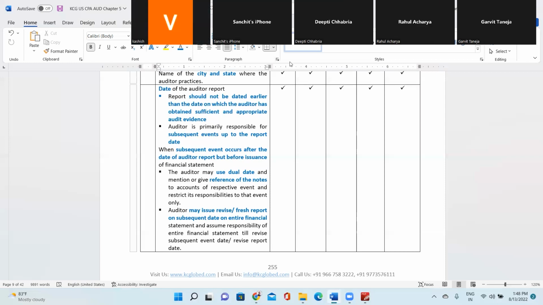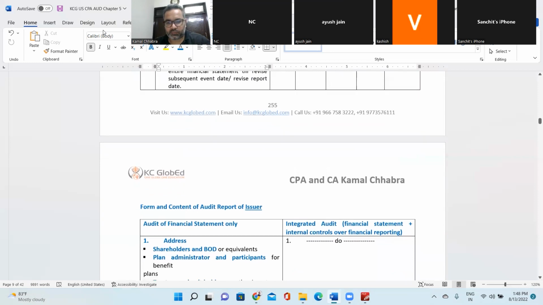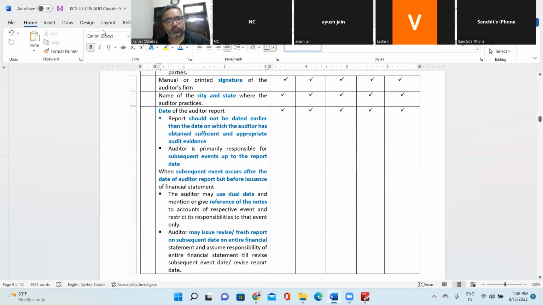Yes, sir. What is a dual dated report? When we have issued the first report and management agrees to make the change for the subsequent event, then we will prepare a new report and ask the management to issue it to all the stakeholders to whom they have submitted the original report. And in the new report, we will give a reference to the original report and to where the change is being impacted.